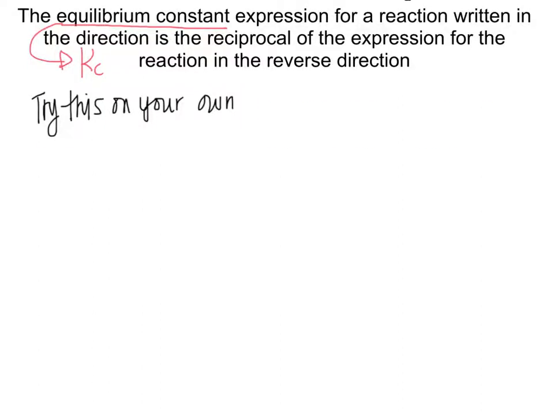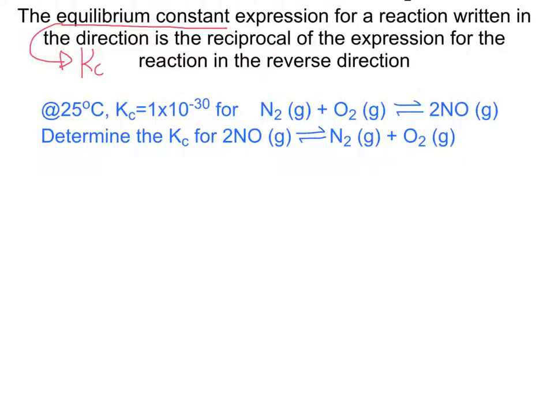Try this on your own. At 25 degrees Celsius, the equilibrium constant is equal to 1 times 10 to the negative 30 for nitrogen gas reacting with oxygen gas to form 2 nitrogen monoxide. Determine the equilibrium constant for nitrogen monoxide decomposing to nitrogen gas and oxygen gas. Pause here and work it out, and then unpause to find the final answer.